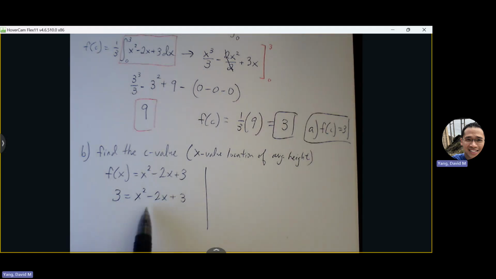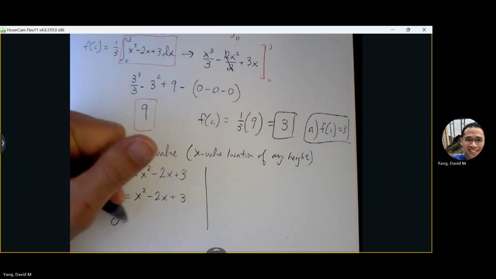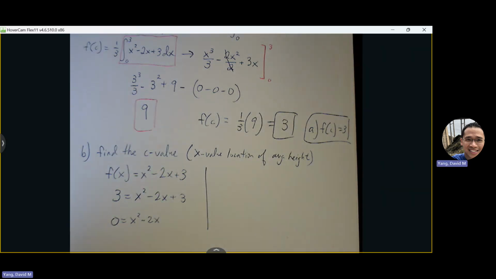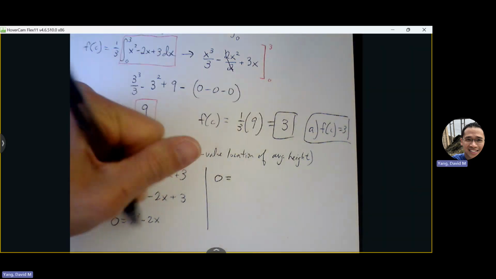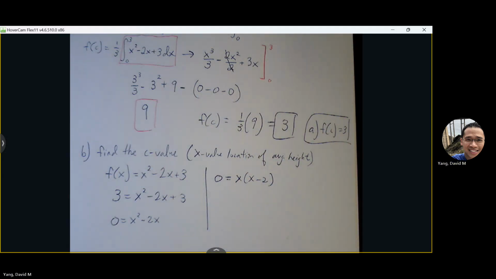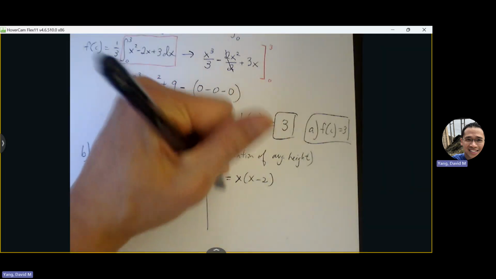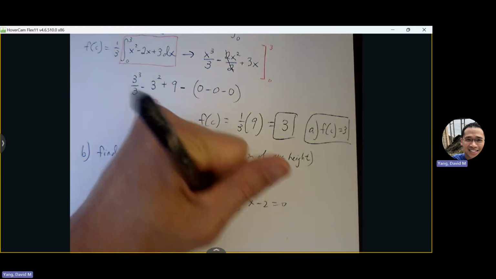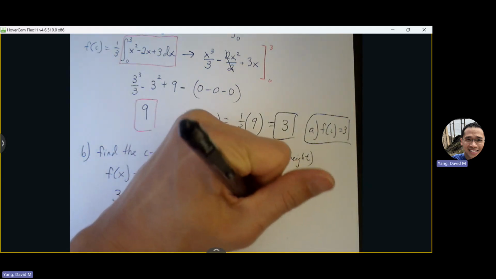Anytime we're dealing with a quadratic, we have to make sure that the zero shows up. We can't just factor and set equal to 3. We have to set equal to 0. So I'm going to subtract 3 from both sides. The 3's cancel out. That's nice. So I don't have to go through trinomial factoring and can just do a GCF here. Factor out the x. So x equals 0 and x minus 2 equals 0. So my c value is 0, and c is equal to 2.